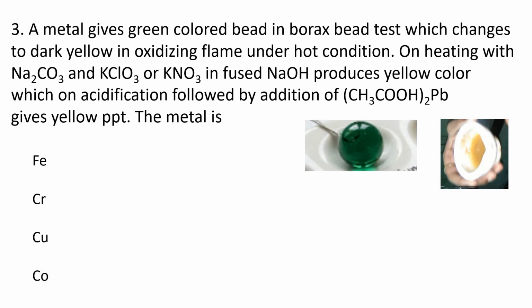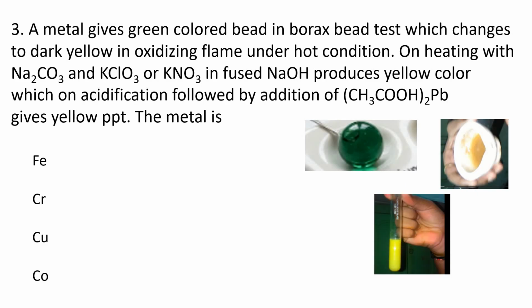So on heating with sodium carbonate and potassium chlorate, sodium hydroxide gives the yellow color, and which on treating with lead acetate, gives the yellow precipitate. The last part is the fusion test. Here the answer is chromium.